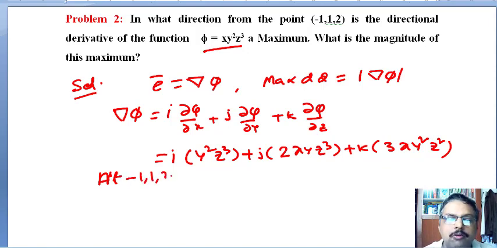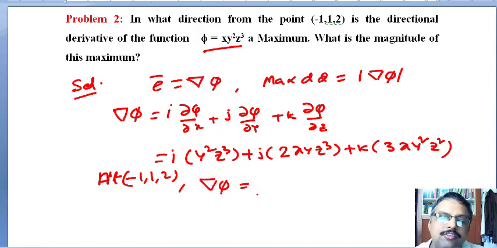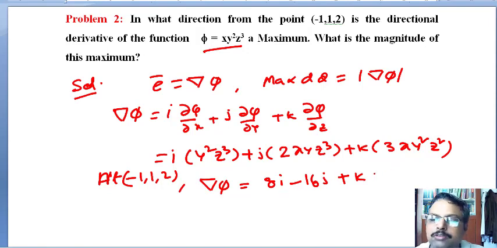So at the point (-1, 1, 2), del phi equals, so y square is 1, z cube is 8, 8i. Now z cube is 8 into 1, 8 into minus 1 is minus 8, minus 16j, plus k into x is minus 1, y square is 1, z square is 4, so minus 4, minus 12.